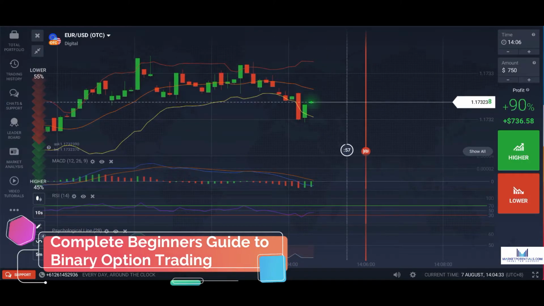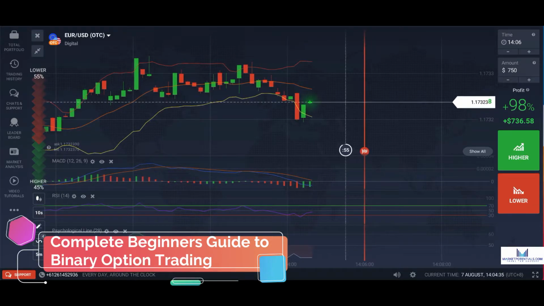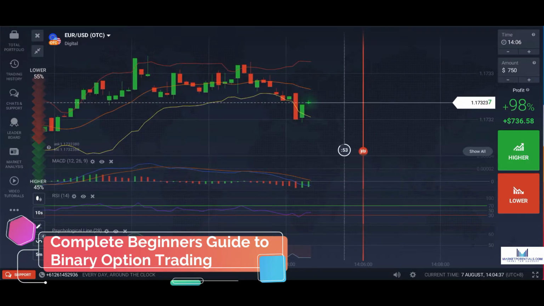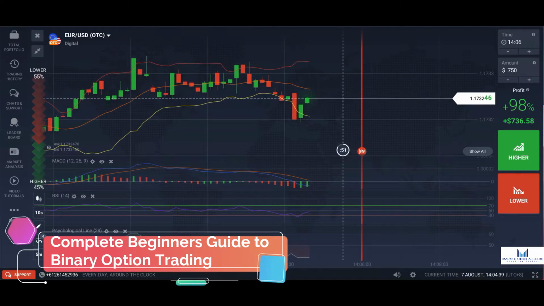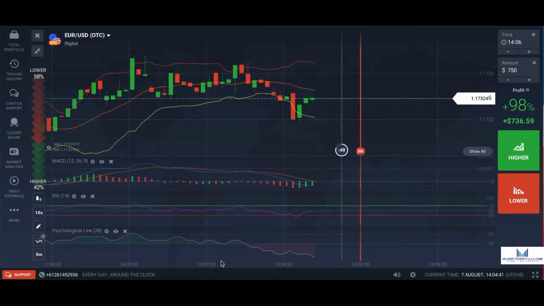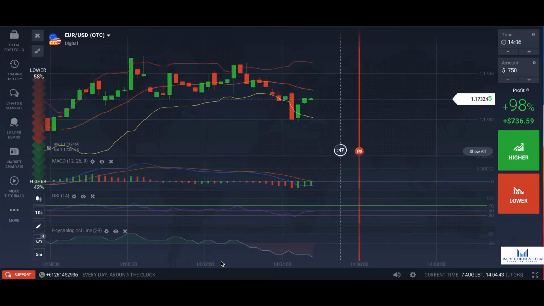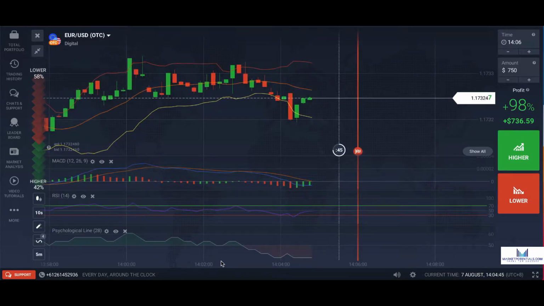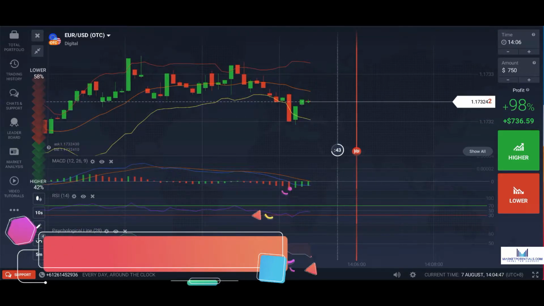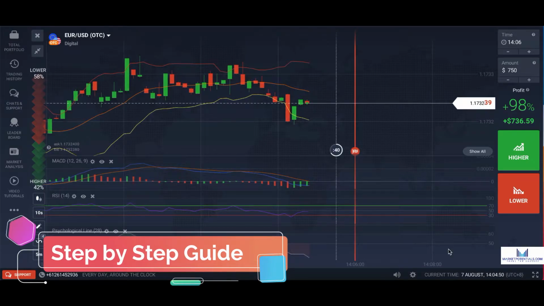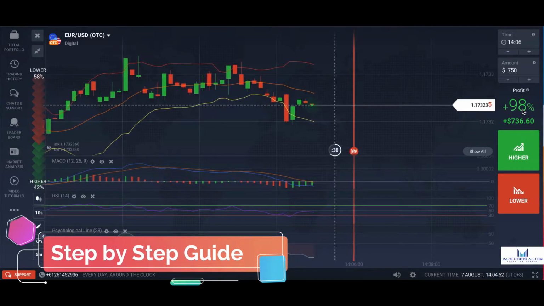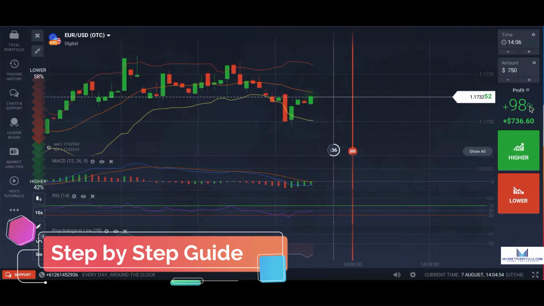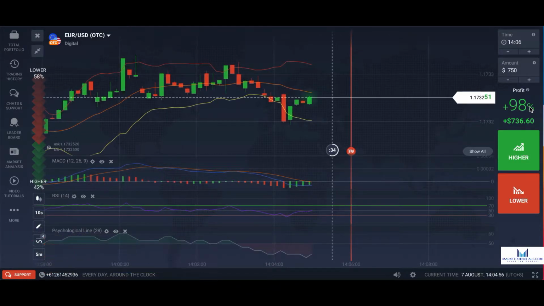Can complete beginners get started trading binary options in no time at all? That's right, I'm literally going to walk you through from start to end what you need to do, step by step, and what to look out for, to start trading binary options and make returns of as much as 98% per trade. You're literally doubling your money with every single trade.